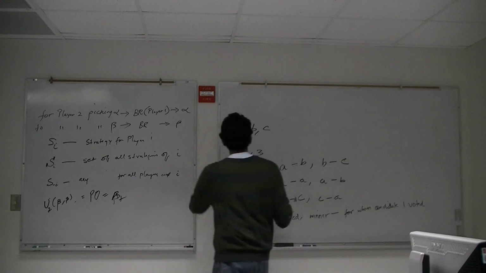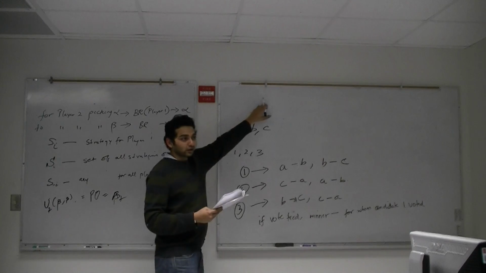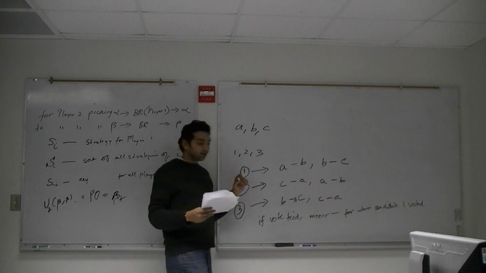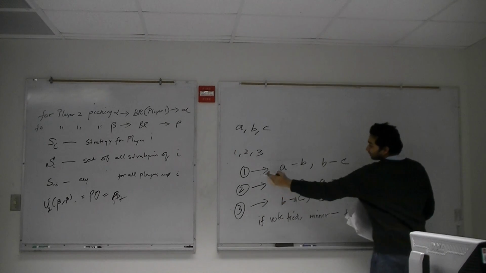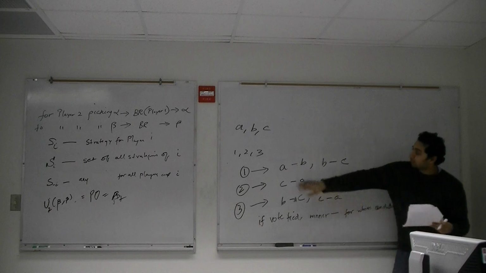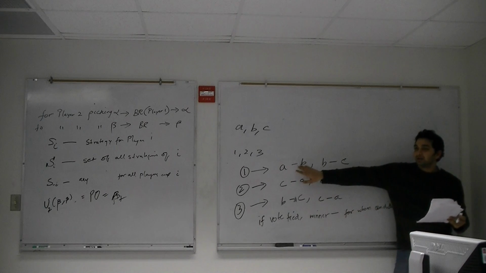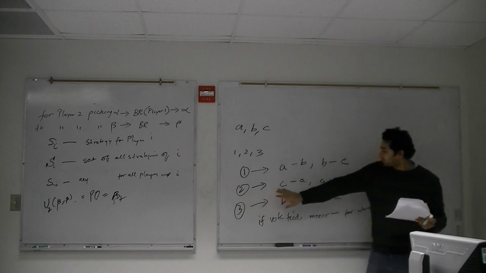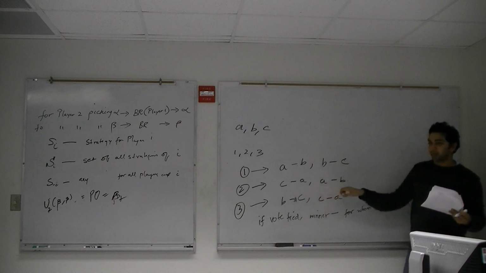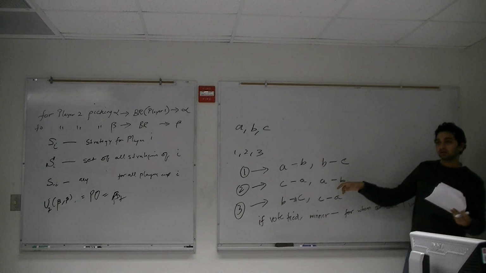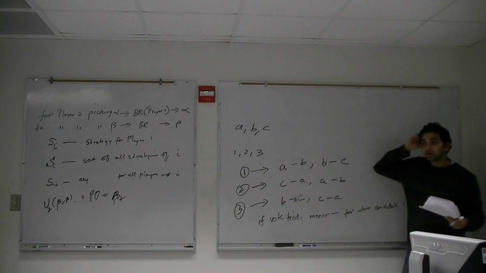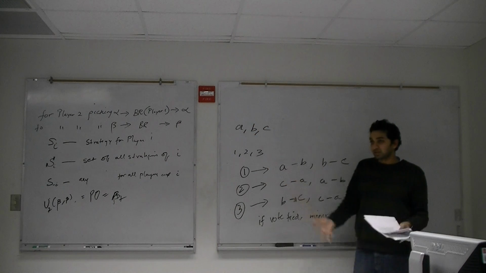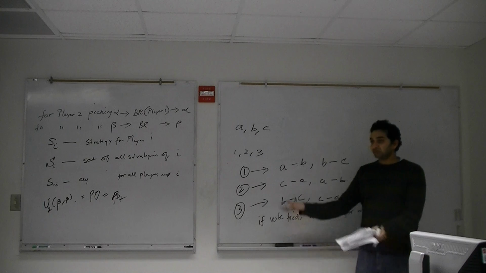So this is basically how the game is. You have 3 different candidates, A, B, and C, and you have committee members 1, 2, and 3. The first committee member prefers A to B and B to C. Committee member 2 prefers C to A to B. Did you get it? There are three people competing in the game for the prize.